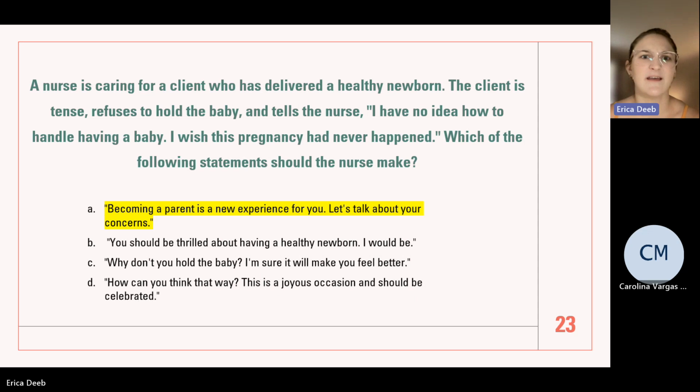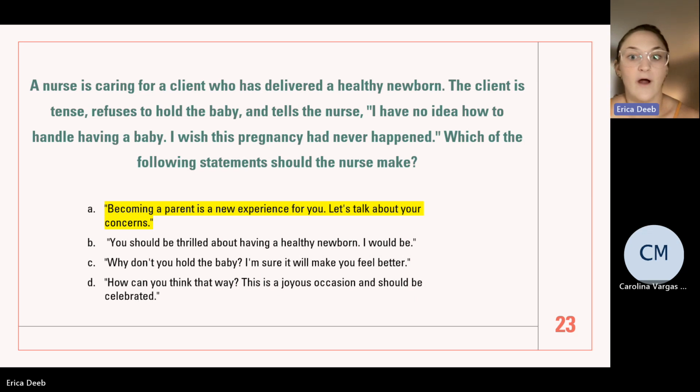So someone's giving you something and you're thinking, this is concerning me. I don't really know what to say. A great thing to say would be, let's talk about your concerns. Like, let's dive deeper into this. And this is an open-ended response, where you can hear more about what the client's thinking. But becoming a new parent is a new experience for you.